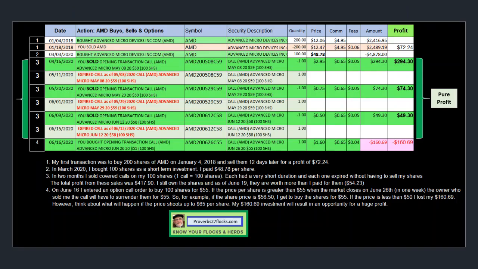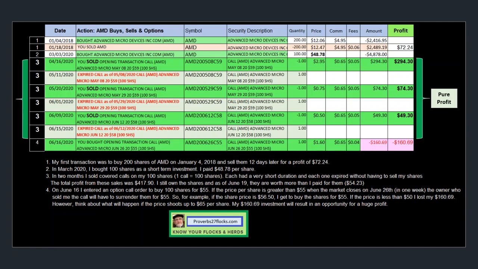Now, the reason that there is an advantage to writing covered calls is that you can make additional profit if you sell the option for someone else to buy your shares at a set price. And as you can see on this screen, this is a list of all of the transactions I've done for Advanced Micro Devices, ticker symbol AMD.